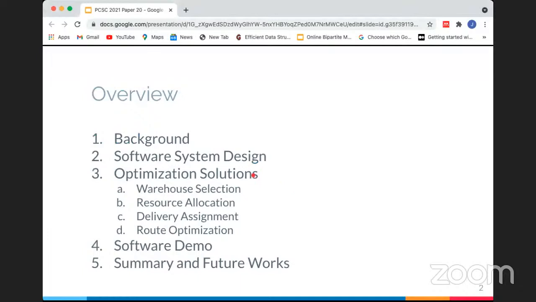I'll start with some background on humanitarian logistics and some statistics on the damages of disasters. And then for the results, we have items 2 and 3 to discuss: number one, the software system design, and then the underlying modeling of the problem, as well as how we solve some of the problems. So we subdivided the problems into 4 different problems. The first problem is the warehouse selection. Second problem is the resource allocation. Third problem that we solved is the delivery assignment. And then lastly, the route optimization. And then for the fourth part, I will show a very quick demo of the software. And then lastly, a summary and some future results.